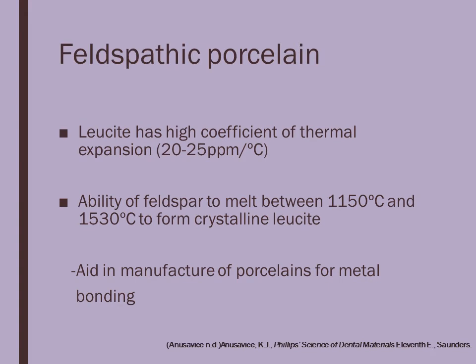And an important point is that leucite has the highest coefficient of thermal expansion, about 20 to 25 parts per million per centigrade, and the ability of feldspar to melt between 1150 and 1530 gives it the ability to form crystalline leucite. This aids in the manufacture of porcelain for metal bonding. When we study porcelain and metallic bonding in detail, we'll see that because of the ability of feldspar to melt between a certain temperature range, this mechanism allows the bonding of metal to porcelain.